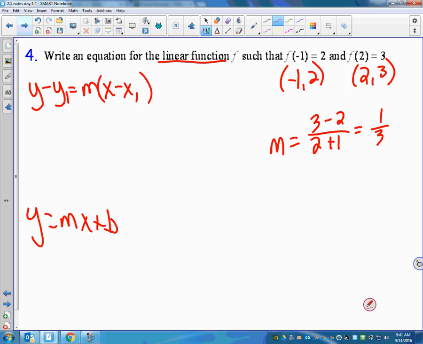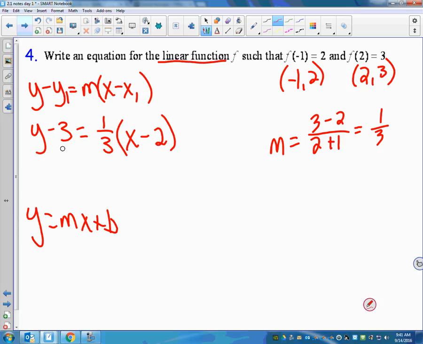Because you can pick either one of those points. It doesn't matter. When you put it in slope-intercept form, we'll get the same answer. So what do you think? Negative 1, 2, or 2, 3? 2, 3. Alright, so I'm going to plug in 3 for the y, and I'm going to plug in 1/3 for my slope, and x minus the x, which is 2.